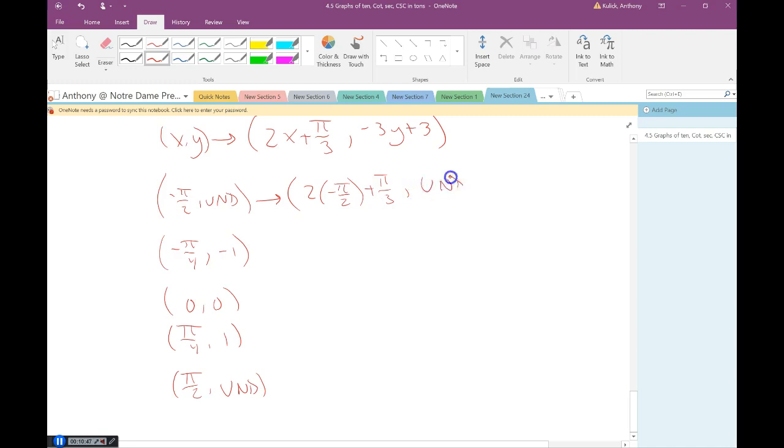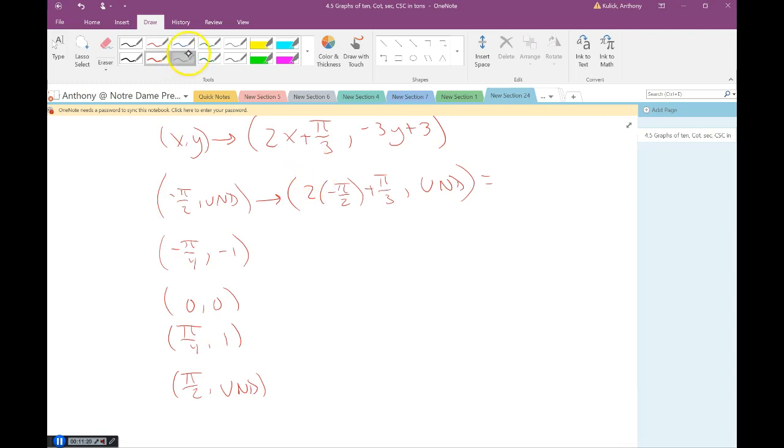And I know that anything we do to undefined still ends up undefined, so I'm not going to bother writing negative 3 times undefined plus 3. I'm just going to write undefined because you do whatever you want to undefined. It doesn't have a definition, so no matter what you do to it, it's still not going to be defined, right? The one exception might be if you're talking about reciprocals, where the reciprocal of undefined was 0 we saw earlier, but that's not an operation we're doing here.